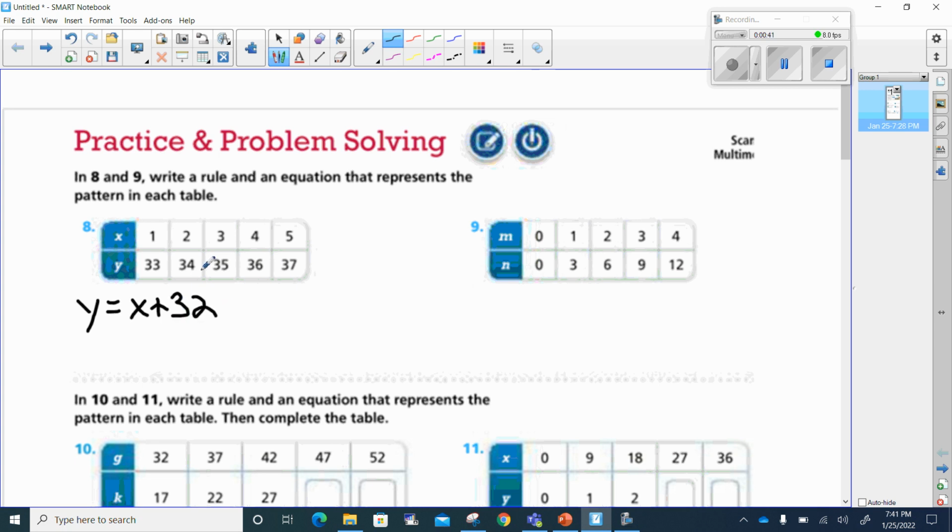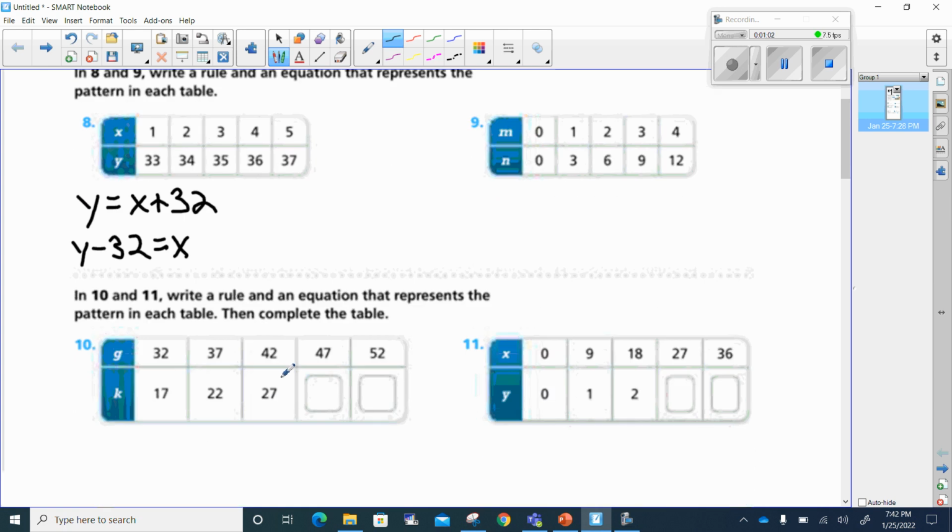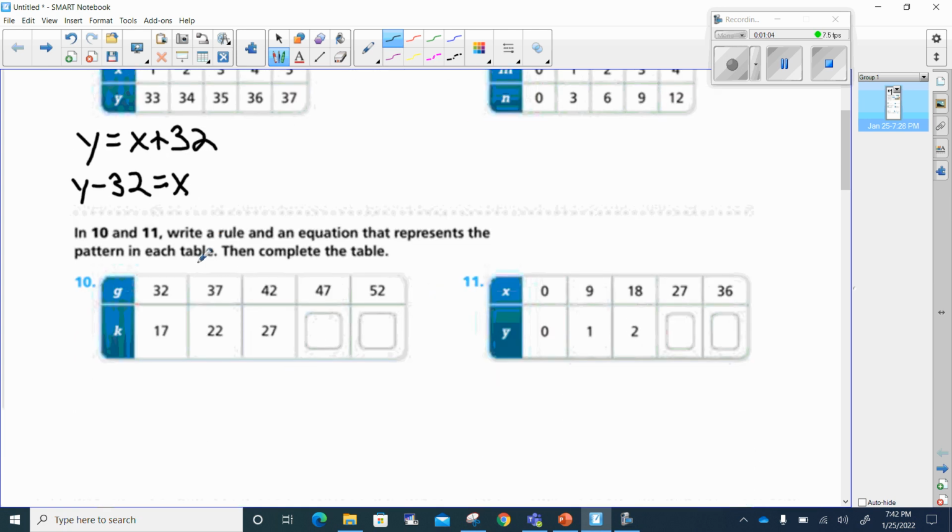Another way I could write this would be y minus 32 equals x. Okay, either one of those will work. All right, let's go to number 10 here. It says write a rule and an equation that represents the pattern in each table.